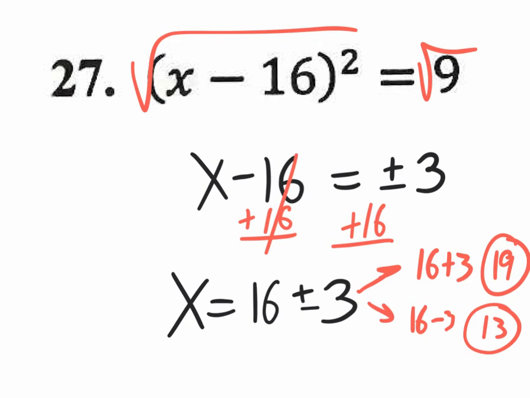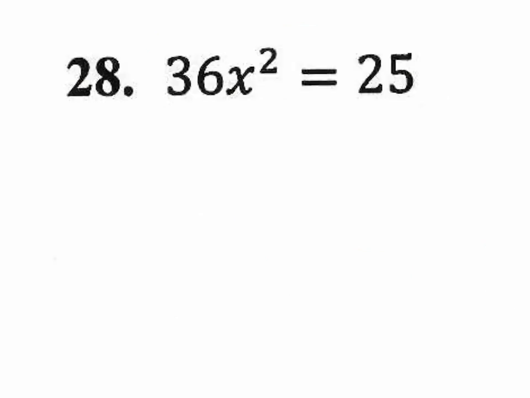Number 28. This is a different type of problem. You could actually do it many different ways. You could set it equal to 0 and then factor the perfect square quadratic binomial. Or you could just get rid of things by doing the opposite. So maybe I could do one way and do the other, number 29, a different way. I want to do this one by getting rid of the 36.